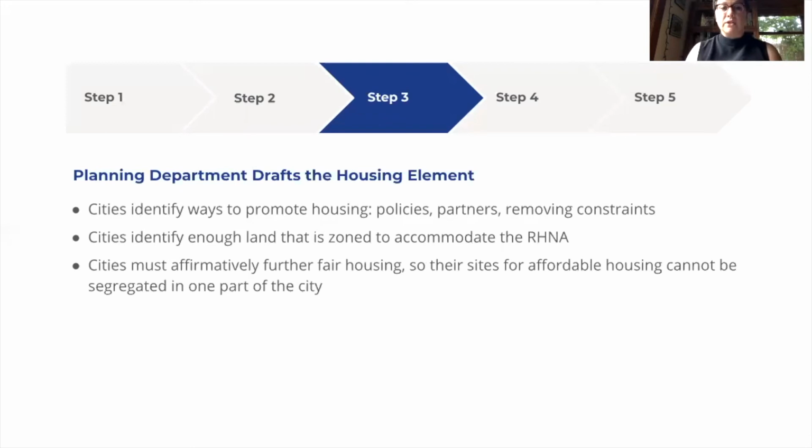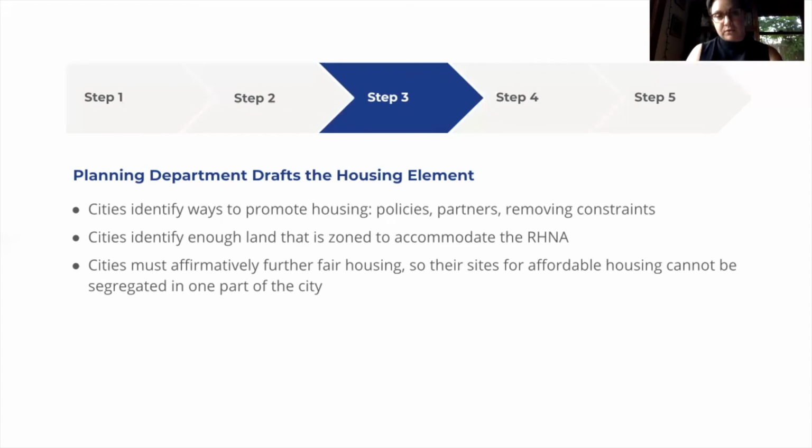So it is a problem-solving document. Basically, the city is supposed to identify ways to promote housing in their jurisdiction. What are policies that we can put in place, what are partners we can work with, like affordable housing developers, like local nonprofits, and what kind of constraints do we have on our housing? John kind of pointed out some of those, like the inclusionary zoning that might be too high, maybe certain fees. Those are all governmental constraints, right? Things that the government decided on that can maybe be removed to help affordable housing happen.